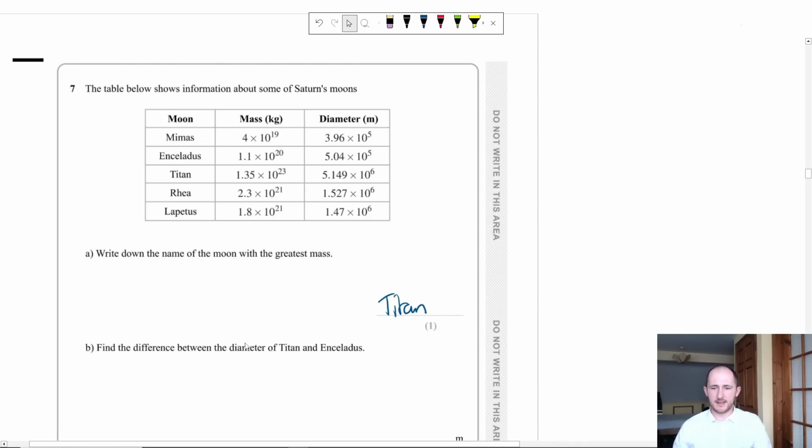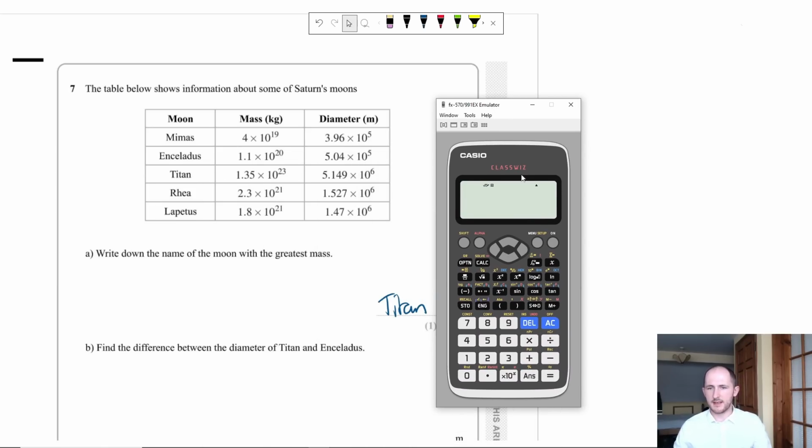Then it says, find the difference between the diameter of Titan and Enceladus. So all you need to do there is subtract, right? So let's just use a calculator. It's a calculator exam, nice and easy. So Titan and Enceladus, so we do 5.149. I'd also recommend, as I'm doing, to put it in brackets, because otherwise your calculator might do weird stuff in terms of adding and subtracting before each other, right?